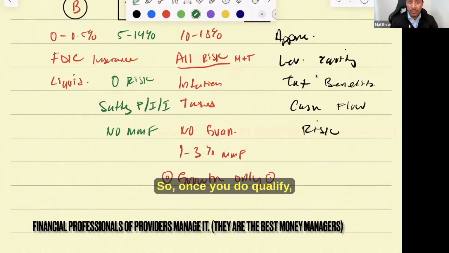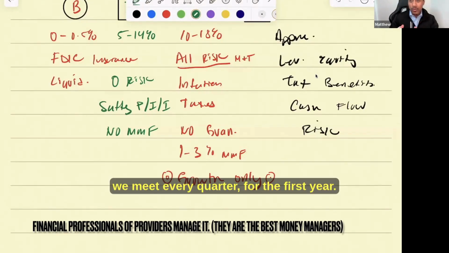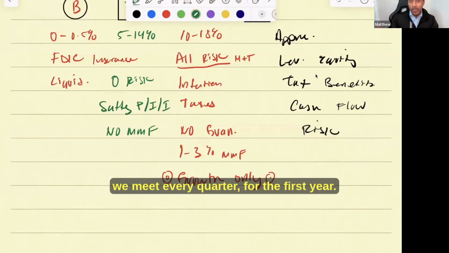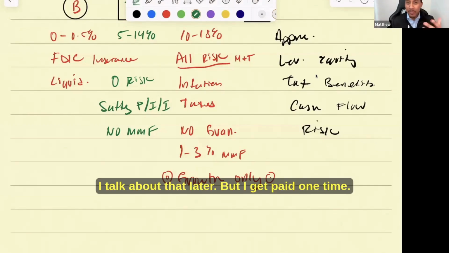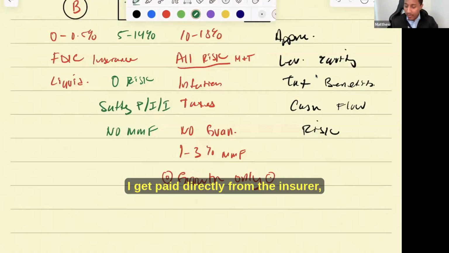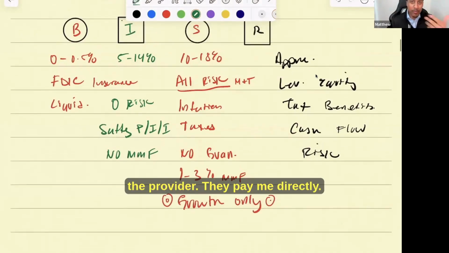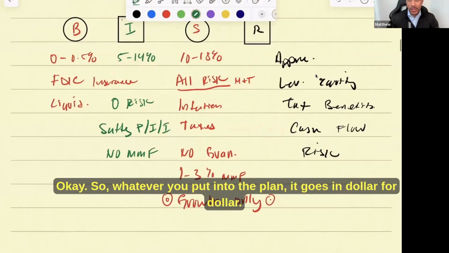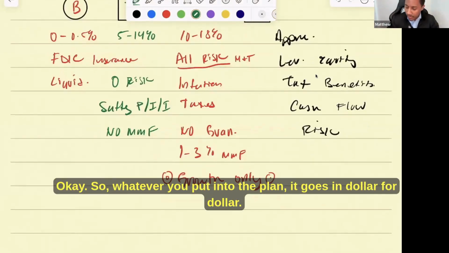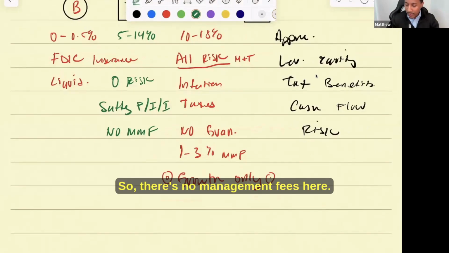So once you do qualify, we will meet every quarter for the first year, and then we'll meet every year for life. I don't get paid a fee. I get paid one time, and I'll talk about that later. I get paid directly from the insurer, the provider, and that does not come out of your money. Whatever you put into the plan goes in dollar for dollar, so there are no management fees here.